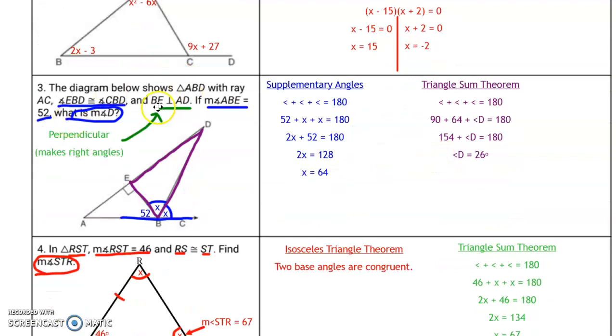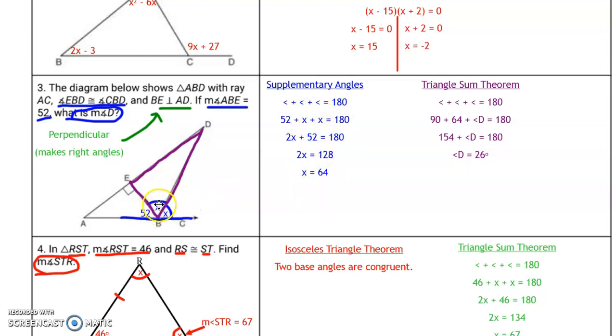For question number 3, both of these two theorems were needed. First, we used supplementary angles. We were only able to use supplementary angles because we knew 52, and we also know that this angle and this angle were congruent to each other. It says EBD is congruent to CBD. Remember, this congruent symbol means same measure. So this is x and this is x. Adding them together to equal 180, we can solve and get x is equal to 64.